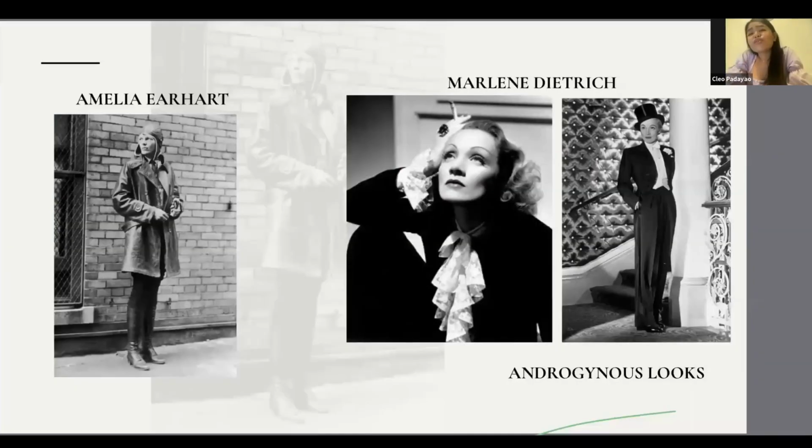So even though the 30s is the time of femininity, some women did not conform. As we know, the famous pilot Amelia Earhart is wearing pants in this picture. And also Marlene Dietrich. She is German, but is an actress in America. And she wears pantsuits in her everyday life.